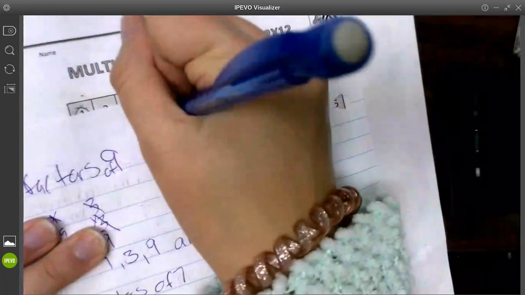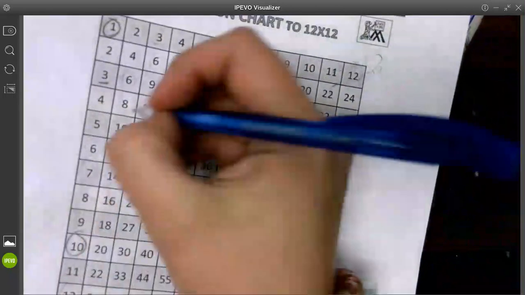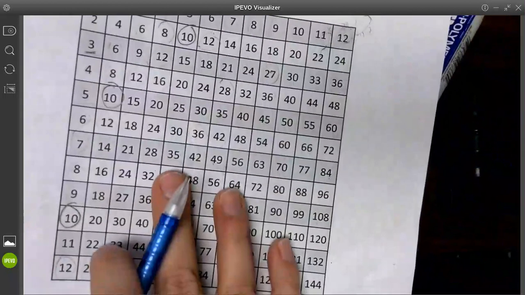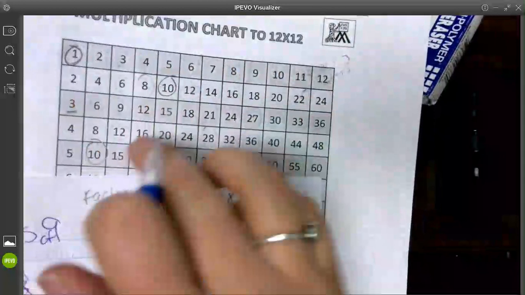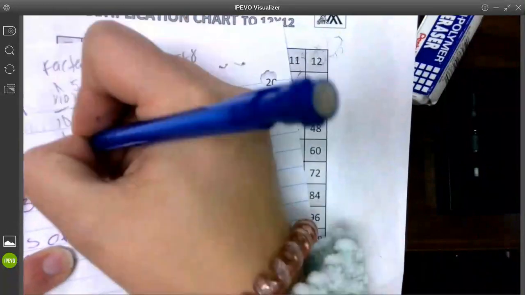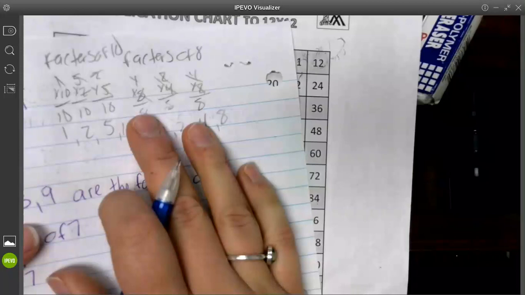All right, 10. Okay, I'm going to keep my 1 circled. Go ahead and circle my 10. All right, so we got 10 here. So we know it's composite because I've already circled one in the middle. There's another one. And that is all. So 10 is going to be composite. So factors of 10, we did 1 times 10. And if you look, it's 5 times 2, 5 times 2. All equal 10. So our factors are 1, 2, 5, and 10. So 10 is a composite number.